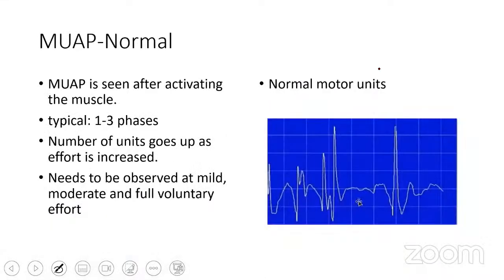Normal MUP is seen after activating the muscle. Typically, 1 to 3 phases are there. The number of units goes up as effort is increased, which means the recruitment of motor units. It needs to be observed at mild, moderate, and full voluntary effort, all three of which you have to observe. So these are the normal motor units you can see on the needle EMG.